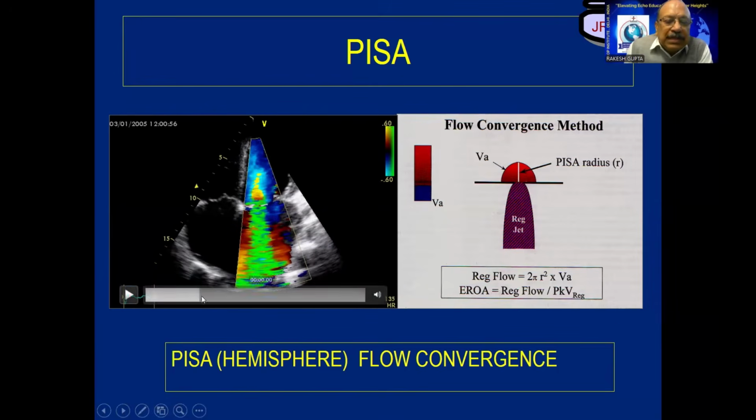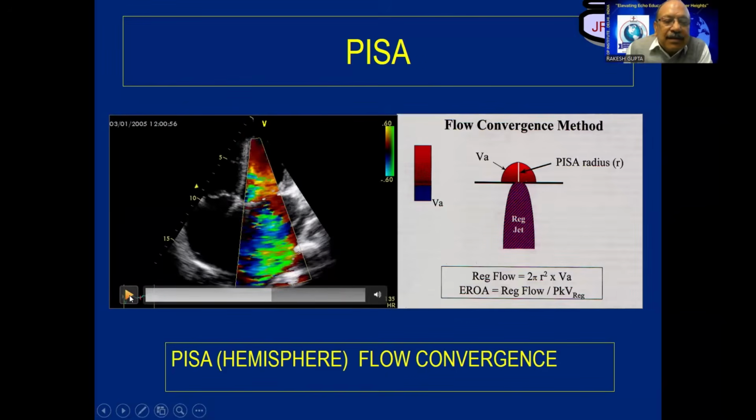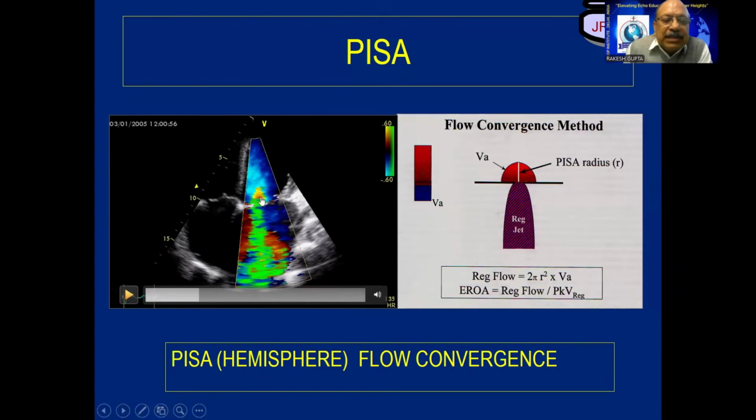So what I'm going to measure is this first aliasing of a color. The first aliasing of color is only this much. This is what the orange color is. That's all. And that's why we move this Nyquist limit down so that we are able to see this hemisphere very clearly. So this becomes the PISA radius. That's the most important thing.